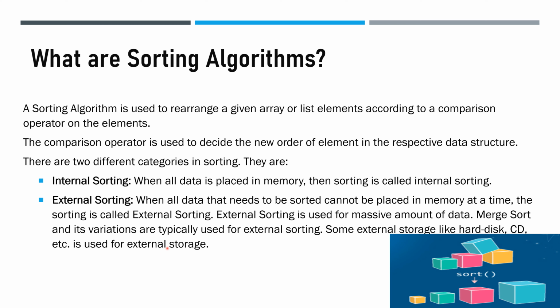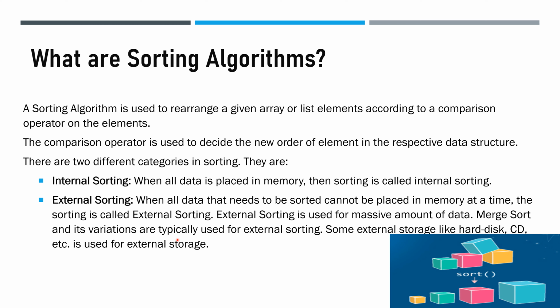Now what are sorting algorithms? A sorting algorithm is used to rearrange a given array or list of elements according to a comparison operator on the elements. The comparison operator is used to decide the new order of elements in the respective data structure. There are two different categories in sorting.